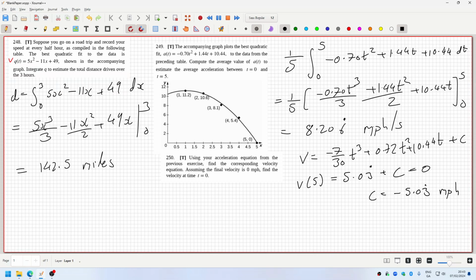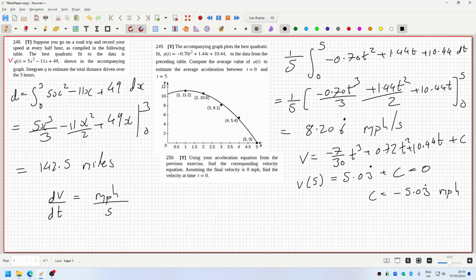Using your acceleration equation from the previous exercise, find the corresponding velocity equation, assuming the final velocity is 0. So there's a bit of a problem with the units here, I think. The acceleration is in miles per hour per second, and acceleration is the rate of change of velocity with respect to time. So this really looks like it should be miles per hour. So why are we getting a negative answer?